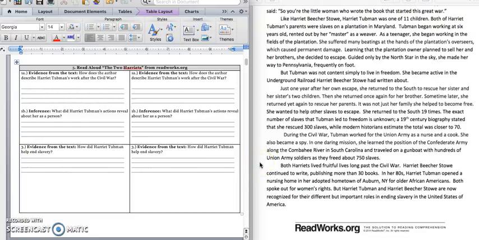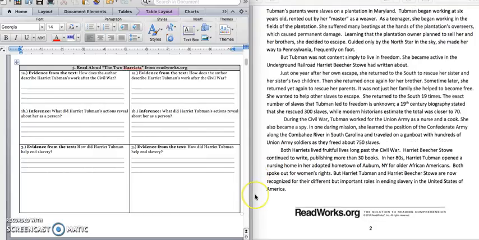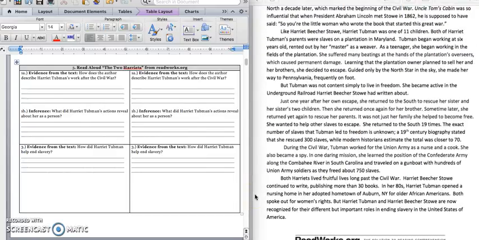Both Harriets lived fruitful lives long past the Civil War. Harriet Beecher Stowe continued to write, publishing more than 30 books. In her 80s, Harriet Tubman opened a nursing home in her adopted home of Auburn, New York, for older African Americans. Both spoke out for women's rights, but Harriet Tubman and Harriet Beecher Stowe are now recognized for their different but important roles in ending slavery in the United States of America.